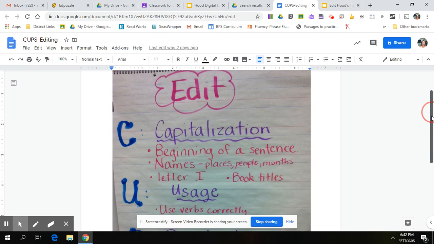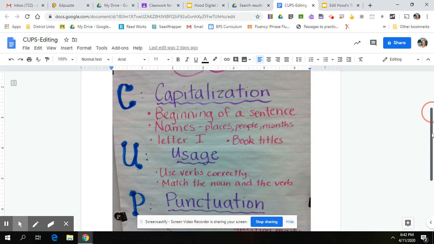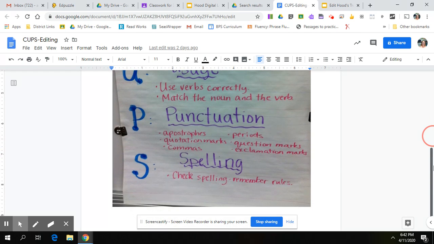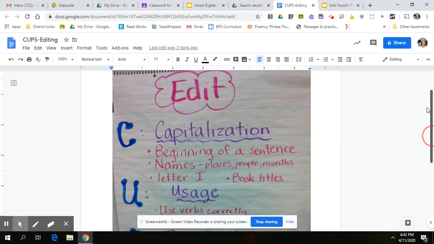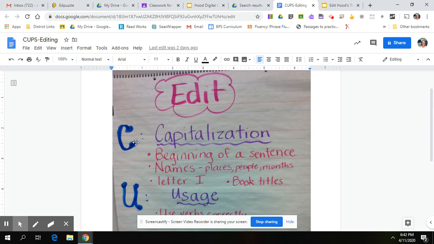Whenever you're thinking about editing your writing, remember the word CUPS. See these letters in blue on this side over here? C-U-P-S. If you can remember CUPS, you'll remember to edit your writing. First, the C stands for capitalization. We know every beginning of a sentence should have a capital letter. Proper nouns, that is names, places, people, and months, should be capital. Anytime you use the letter I by itself, it should be capital. And of course, book titles.